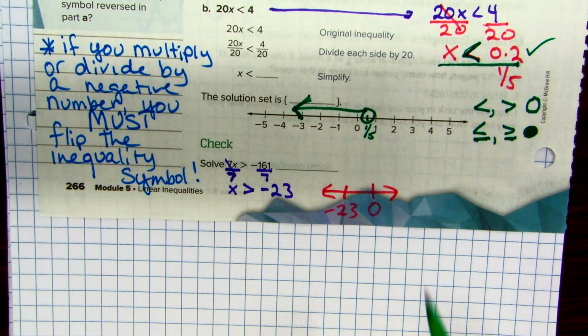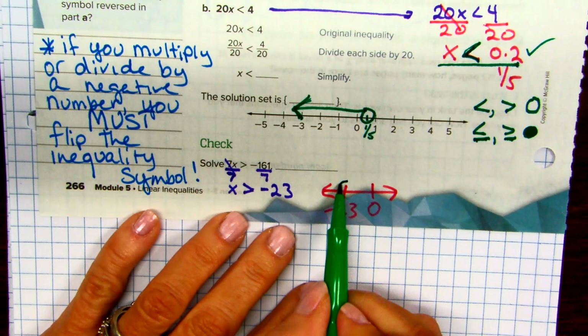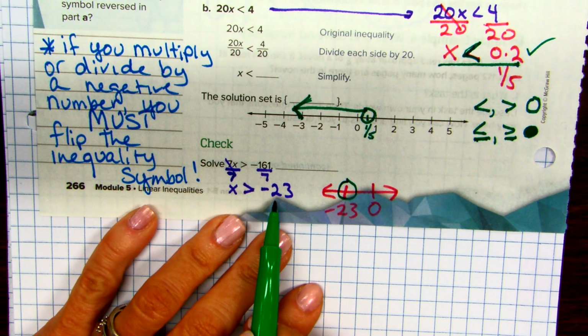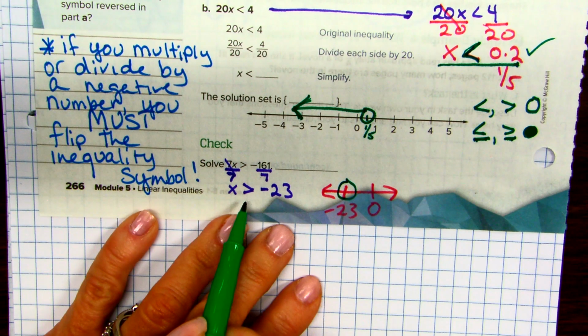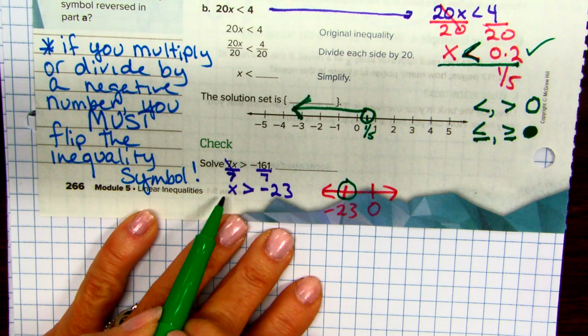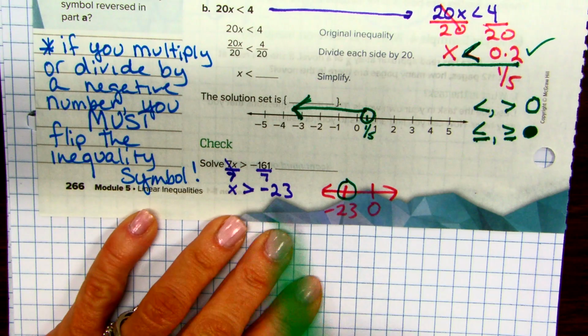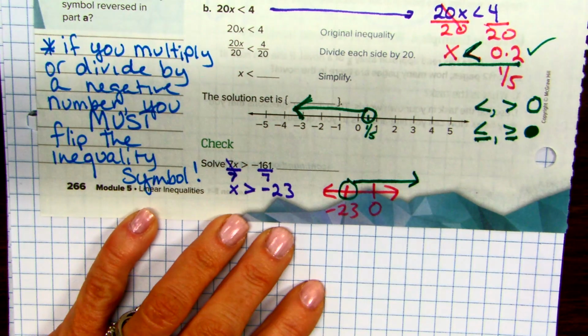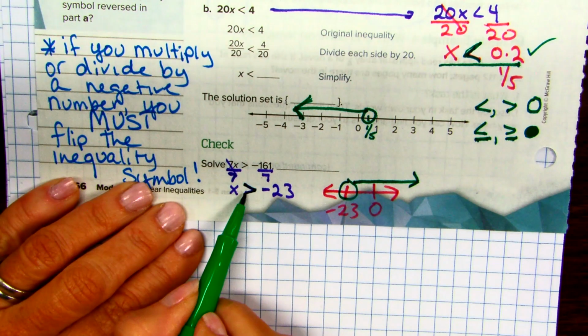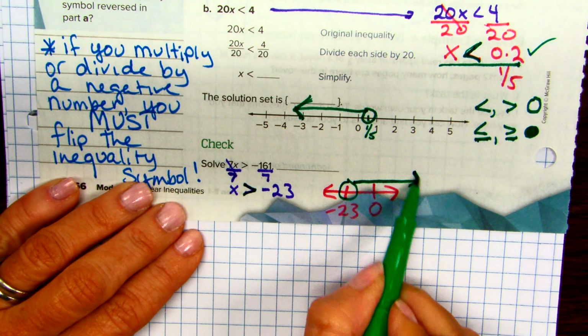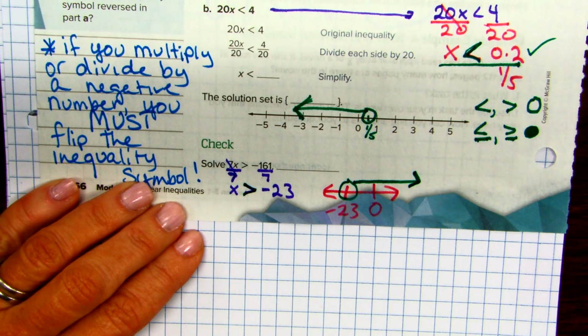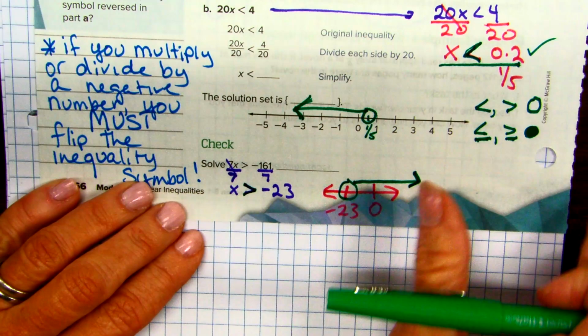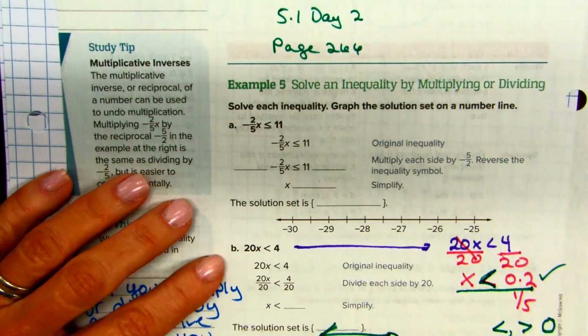Okay, so let's finish this, guys. We're going to have an open circle on the negative 23 because there's no equal to sign. And we want x is greater than negative 23. Our solutions are all the numbers that are to the right. But again, it goes in that same direction. See how that points that way? So does this one. It goes that way. Okay? All right, now let's go up here to A.